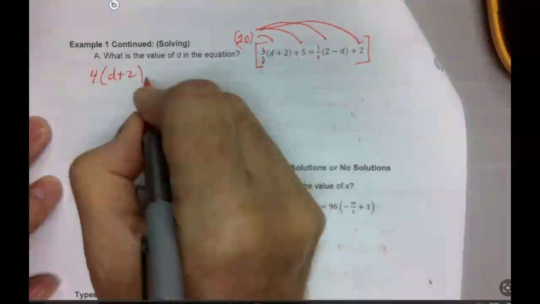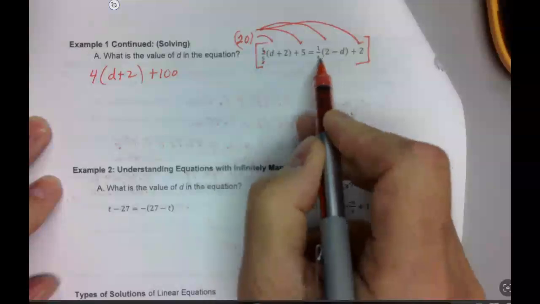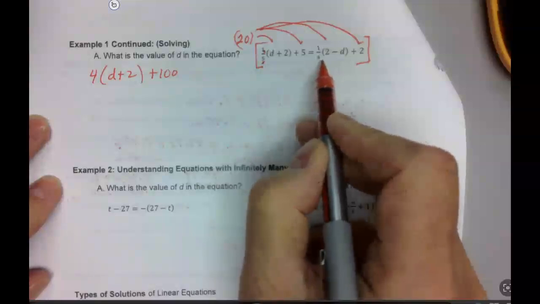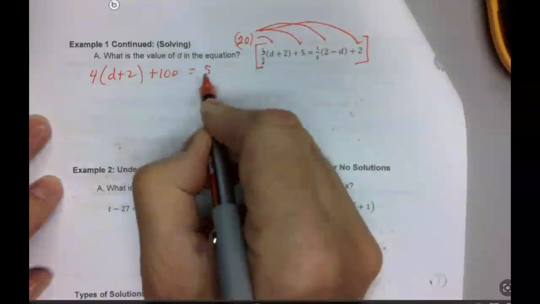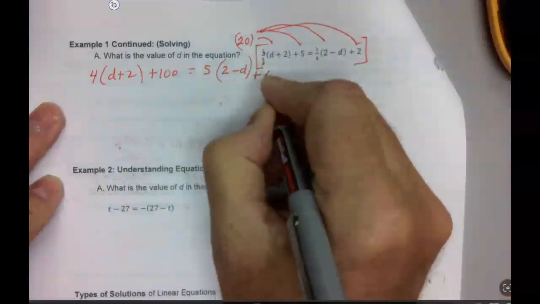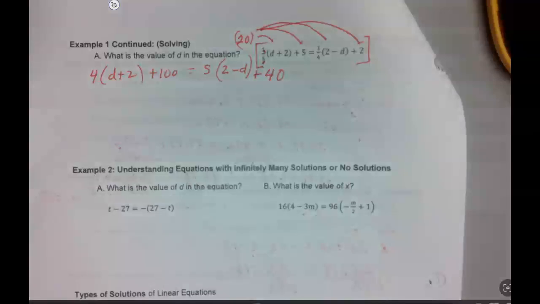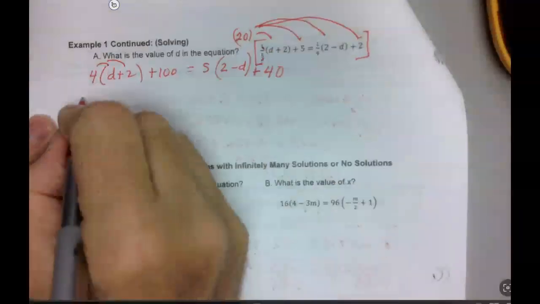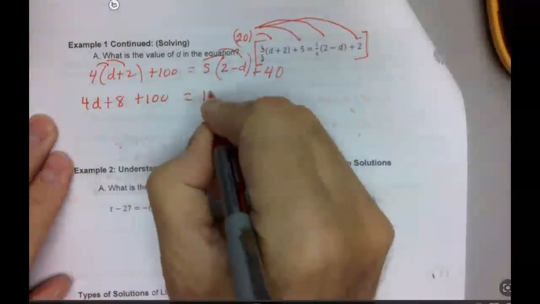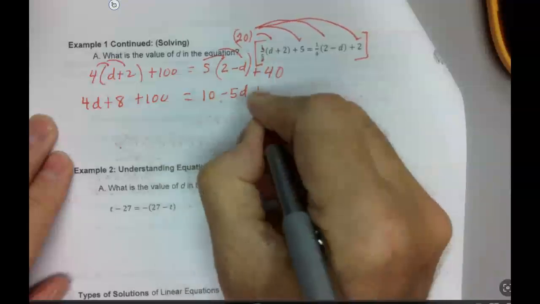And then 20 times 5 is 100. Then what's 20 times a fourth? 5. What's 20 divided by 4? 5, right? And then 20 times 2 gives me 40. Okay, so we can distribute here. So it gives me 4D plus 8 plus 100. I can distribute here, which gives me 10 minus 5D plus 40.